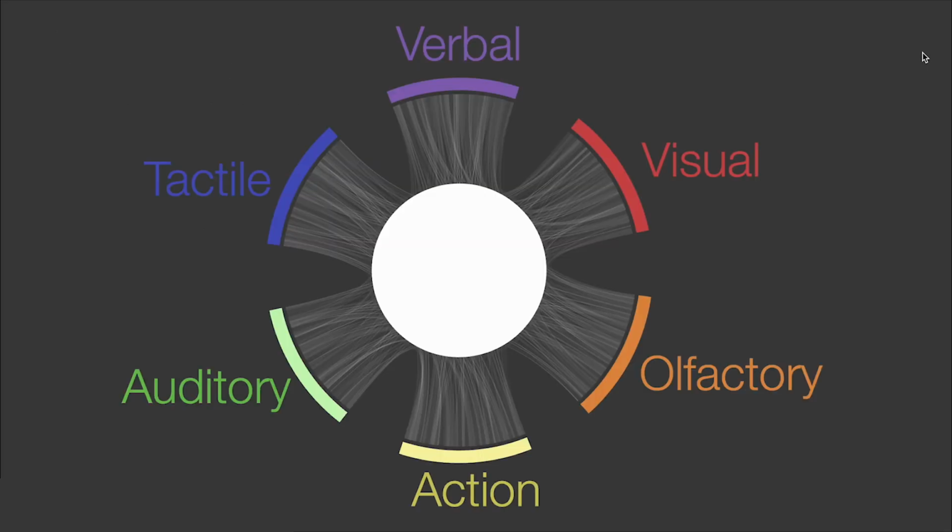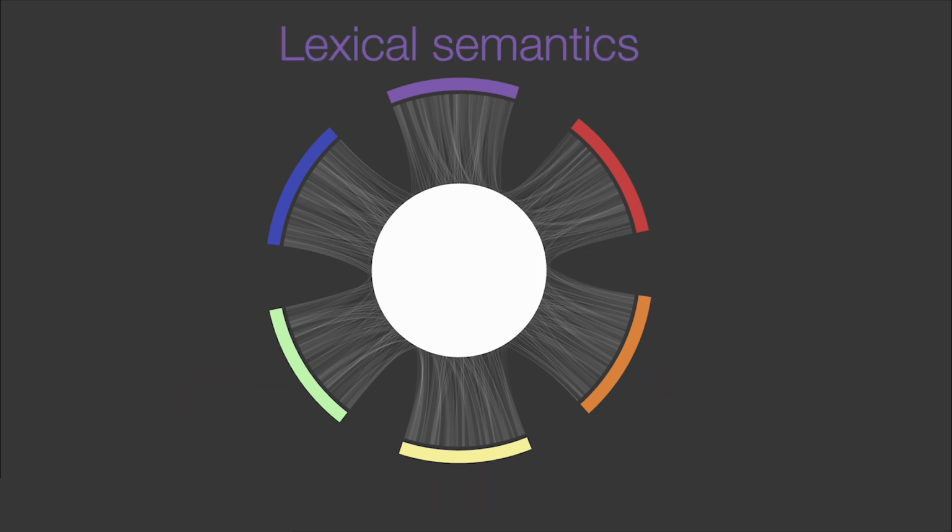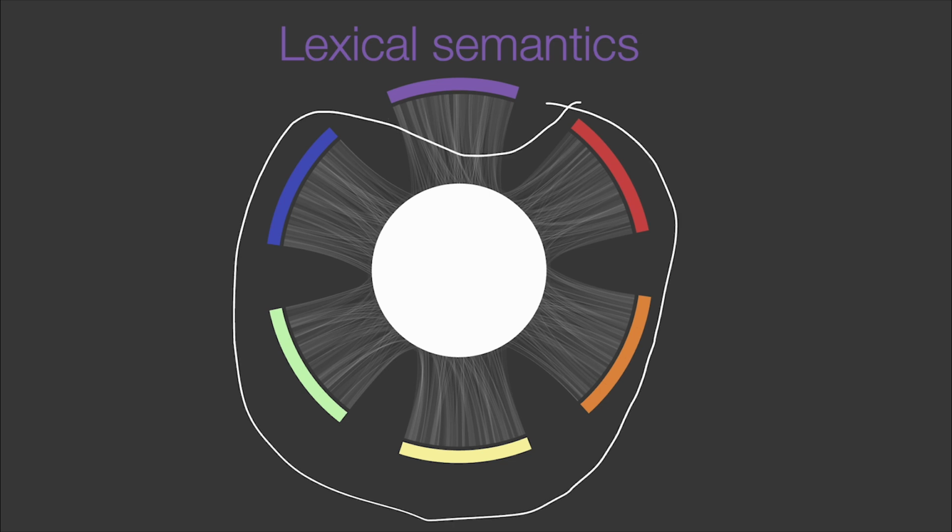But what we're going to do next is be a little bit more specific again. We're going to separate the verbal semantics, which we're going to call lexical semantics from now on, into its own layer. And then the rest of it, we're going to just summarize as conceptual semantics. So I hope this isn't too confusing. Basically, we're saying we've got word-based semantics and everything else.